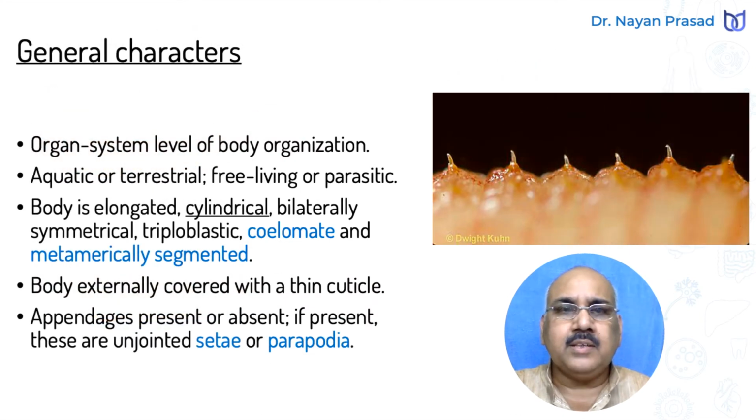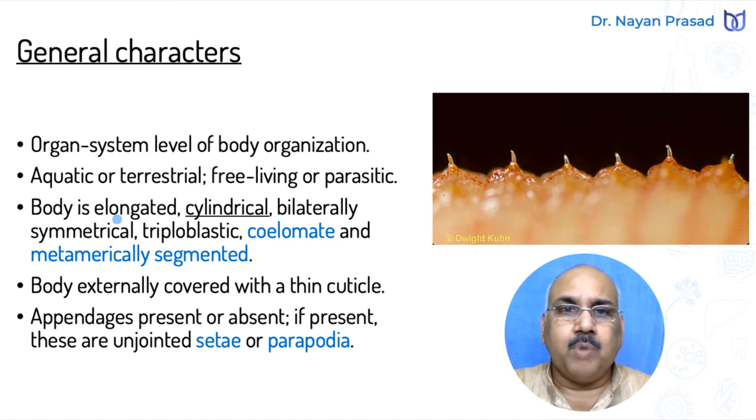Now, let us see the general characters of this group. These animals have organ system level of body organization. Means organ systems are developed. They are developed than the previous group, Nemathelminthes. Members of this group include both aquatic and terrestrial organisms. Some members are free living, some are parasitic. Remember, earthworm free living, leech is a parasitic organism.